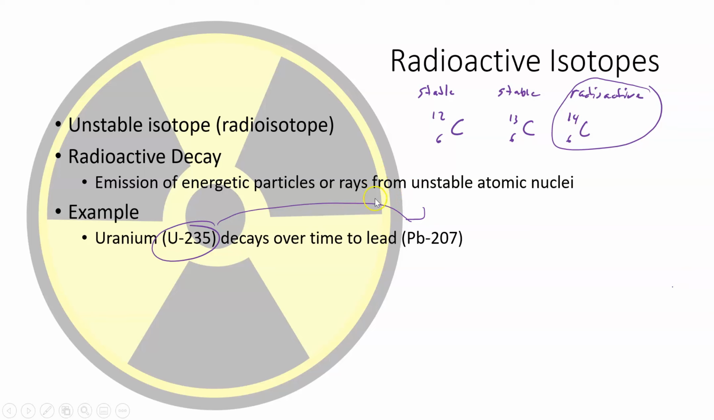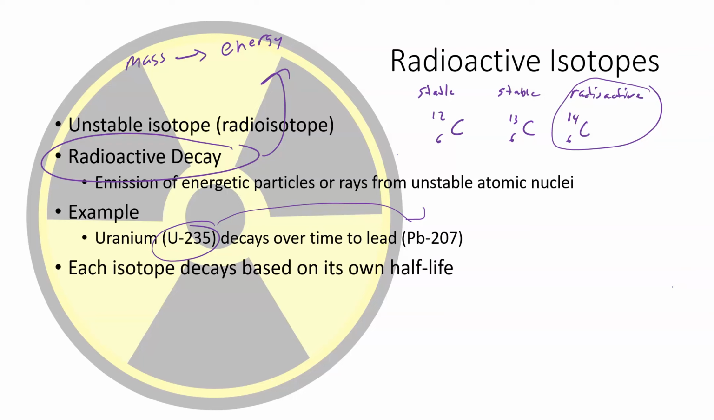Another important thing to understand is that with radioactive decay, we are emitting energy. In fact, what's happening is we're losing a little bit of mass as it escapes that atom as energy. We'll talk more about that in just a minute. Each isotope decays based on its own half-life. Half-life is another topic that's important for the College Board, but we're going to address that a little more during class because it's a mathematical concept.